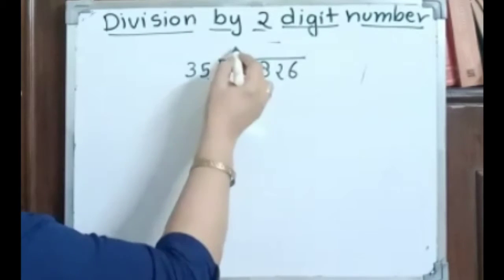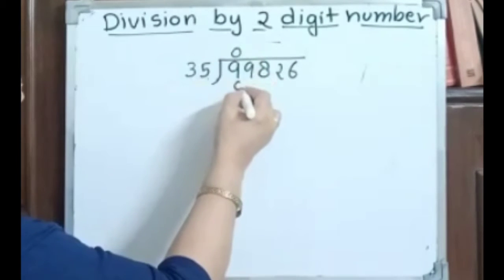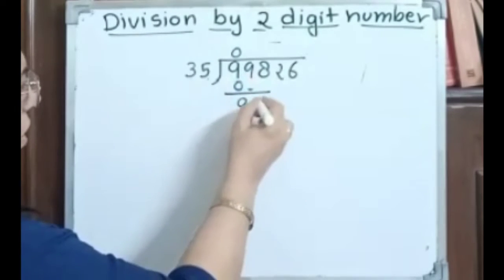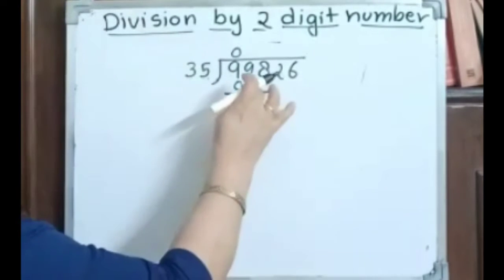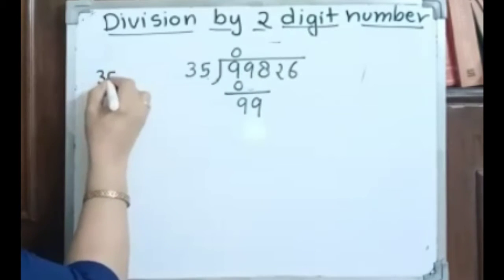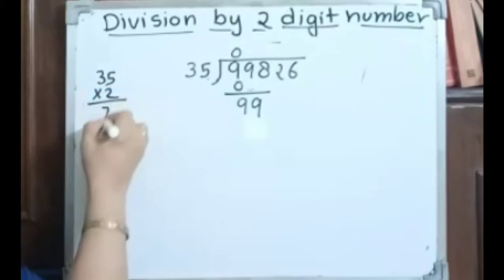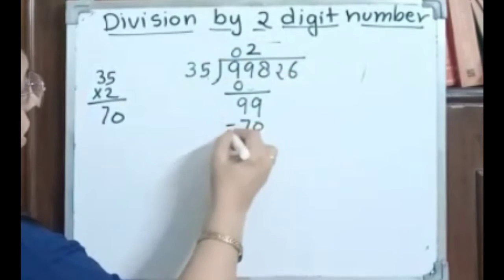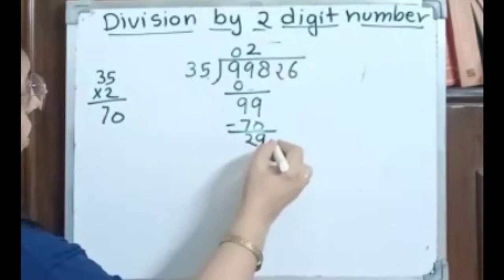First we go to the digit in the ones place. So here we have 2 digits, so put a 0 here. We will take 9 here. Now you all know 35 into 2 is 70. So here 35 twos are 70. So here we have 9, 2, now 8.